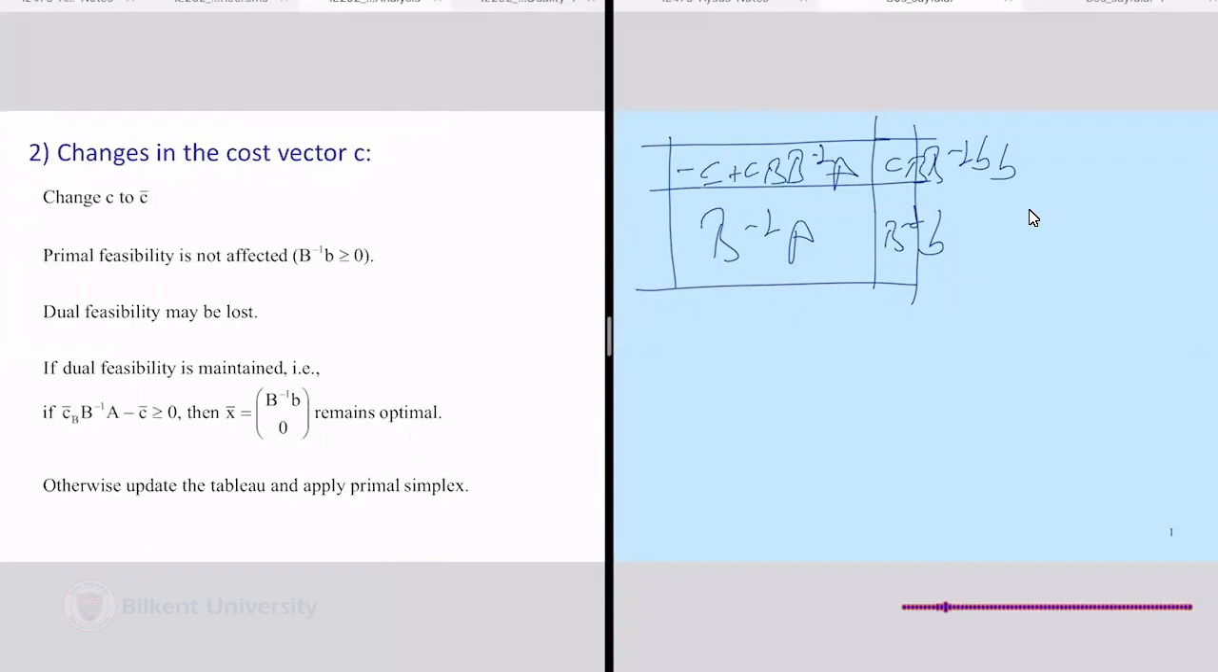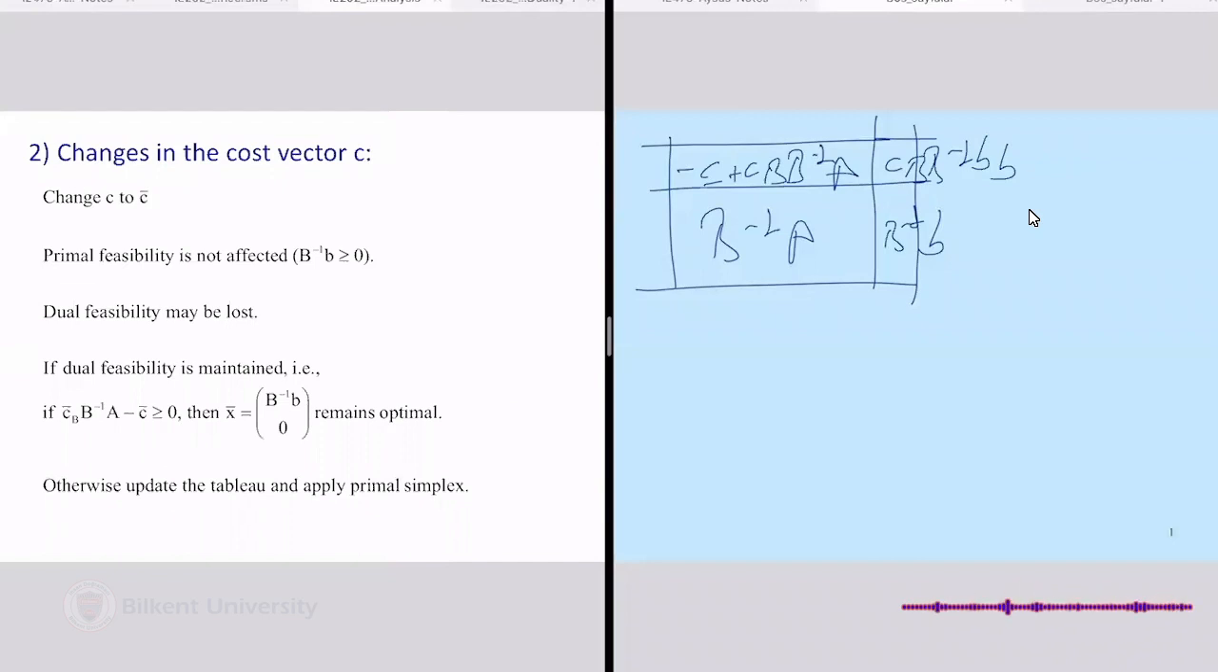Just be careful. You can do only one at a time. You cannot have two different things at the same time. The methodology I teach is valid for one change at a time. Okay. So we're done with the change in the right-hand side, B.